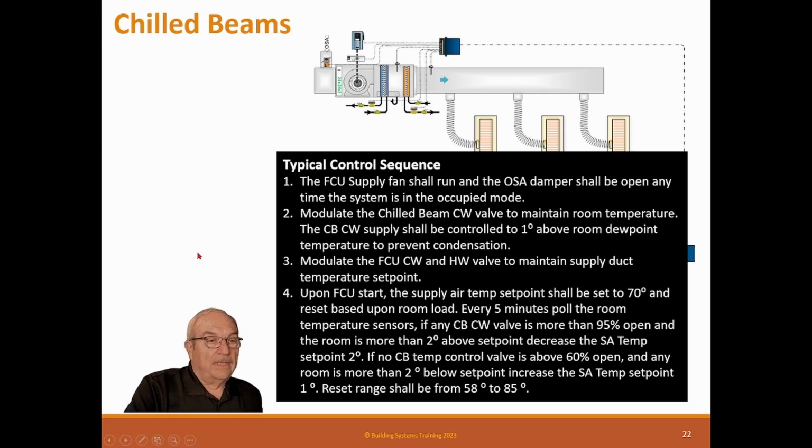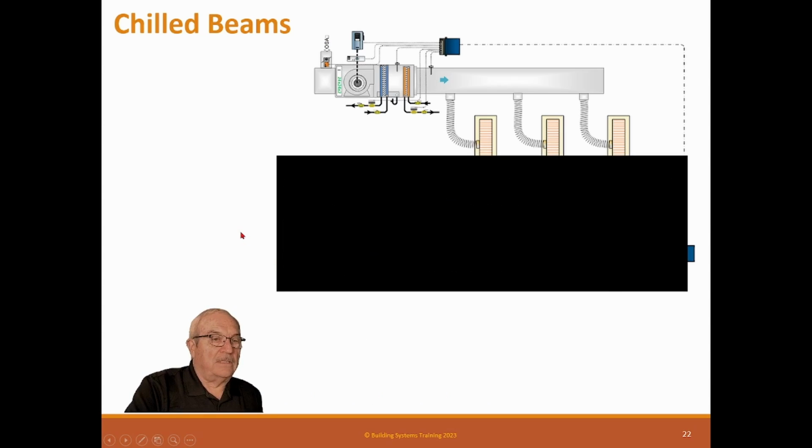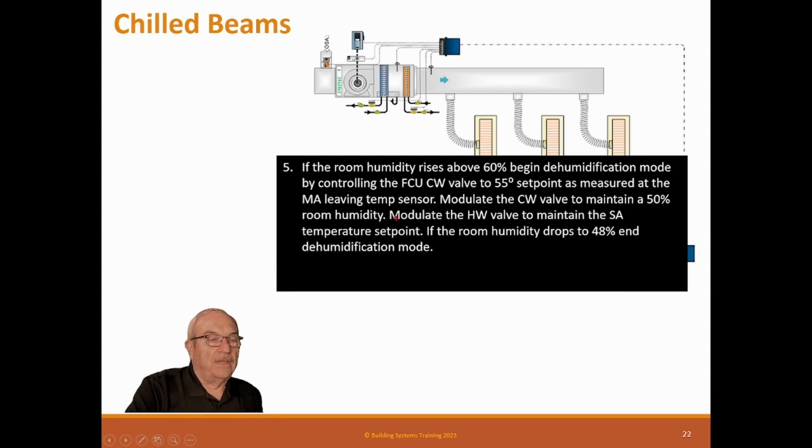Okay. These sequences can be all over the map. This just happens to be a job I did, and I just took that sequence to actually look at it. But they can be all kinds of different complicated sequences like that. If the room humidity rises above 60%, begin the dehumidification mode by controlling the fan coil unit chill water valve to 55 degrees, as measured at the mixed air leaving temperature sensor. Modulate the chill water valve to maintain 50% room humidity. Modulate the hot water valve to maintain the supply air temperature set point.